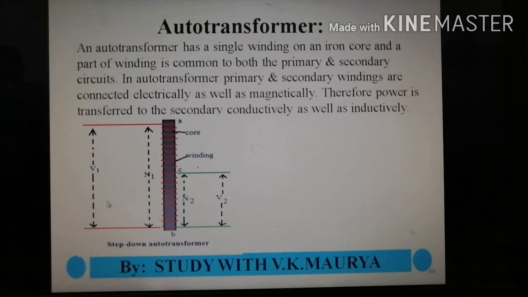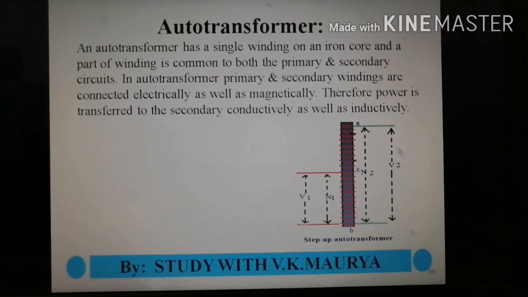From this part to this part is known as the primary, and from this to this is known as the secondary. Here the number of turns in the primary is more as compared to the secondary, so it is known as a step down auto transformer. Why is it called auto? Because the windings are common. This one is a step down: we are going to convert a high voltage into a low voltage.